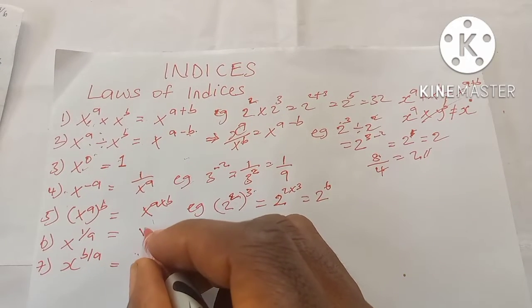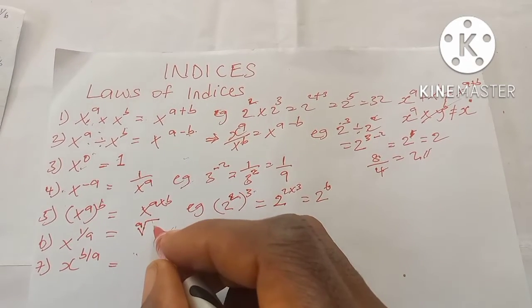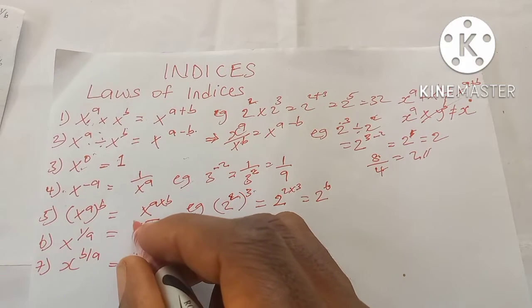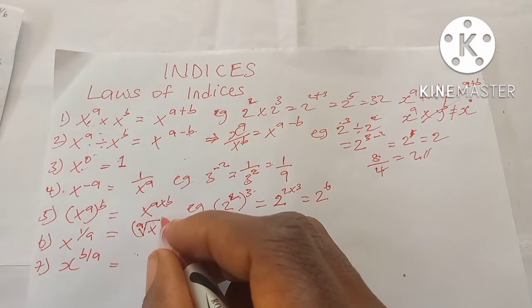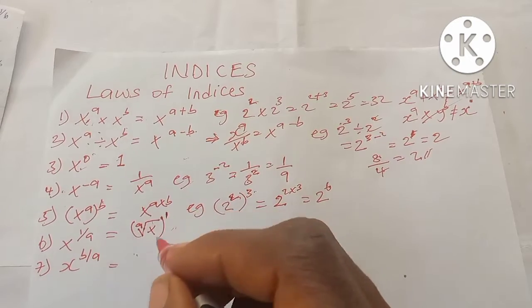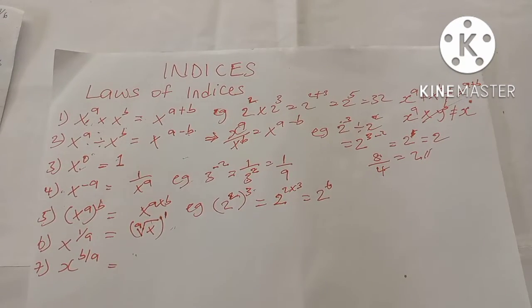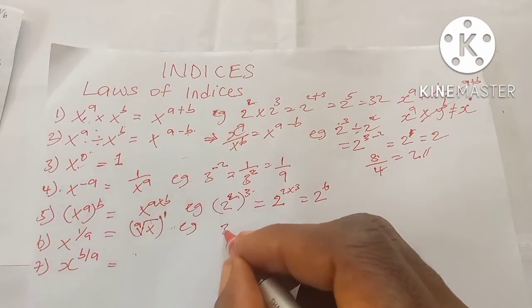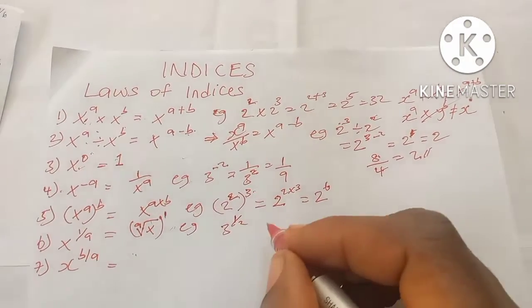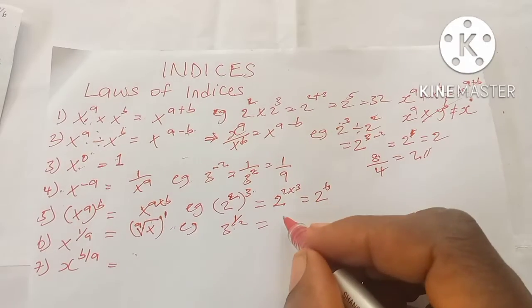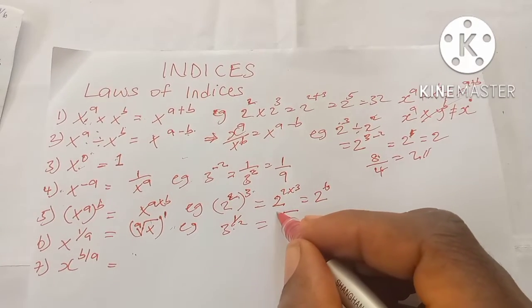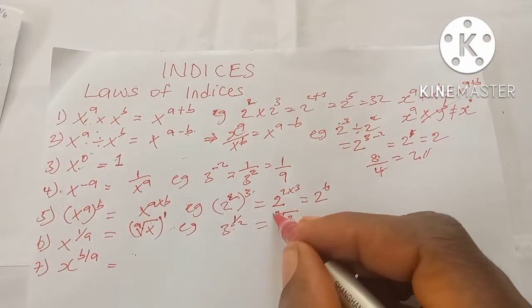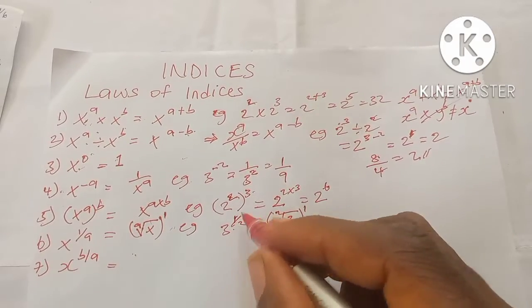The sixth law, sorry, states that x to the power 1 over a is the same thing as the a-th root of x. An example of this: let's say you have 3 raised to the power 1 over 2. Then this is equal to the square root of 3.